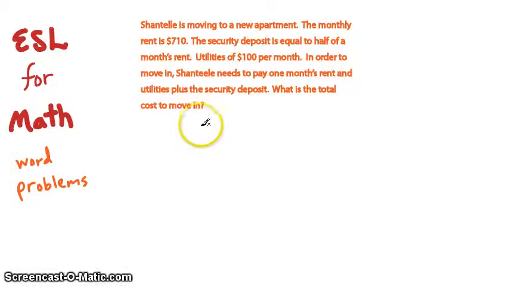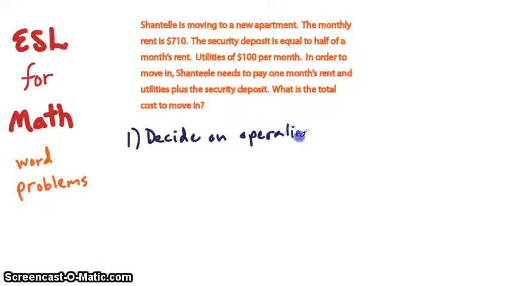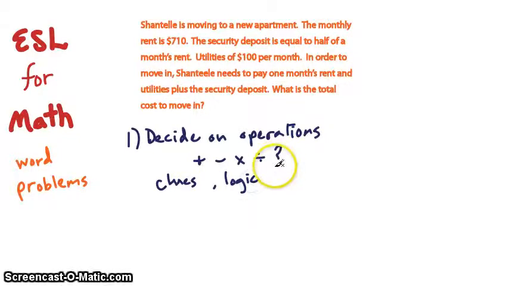Okay, so we're going to think about some steps to solve this problem. The first one, we just read the problem. We need to decide what the operations are. In other words, are we going to be adding, subtracting, multiplying, or dividing? So in order to figure that out, we're going to do two things. We're going to look for some words that give us clues, and we're also going to use logic. And hopefully the clues and the logic will agree with each other.